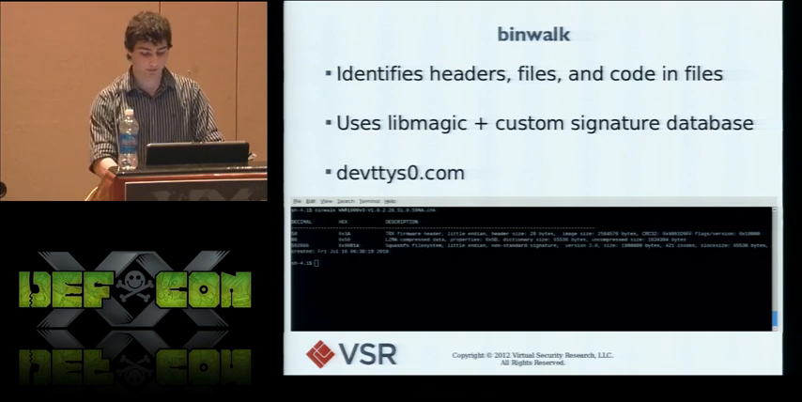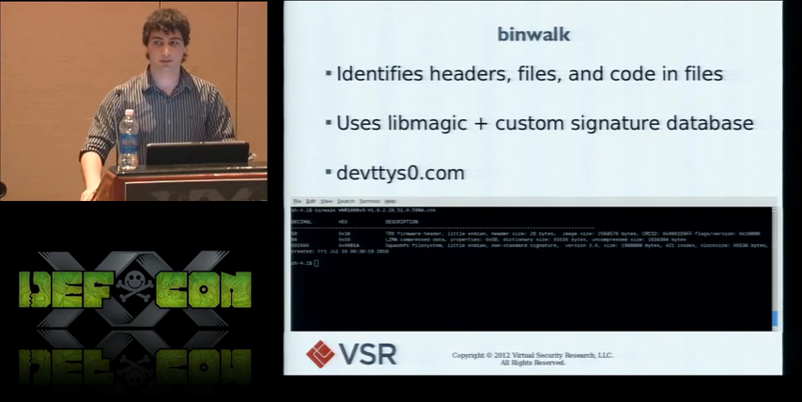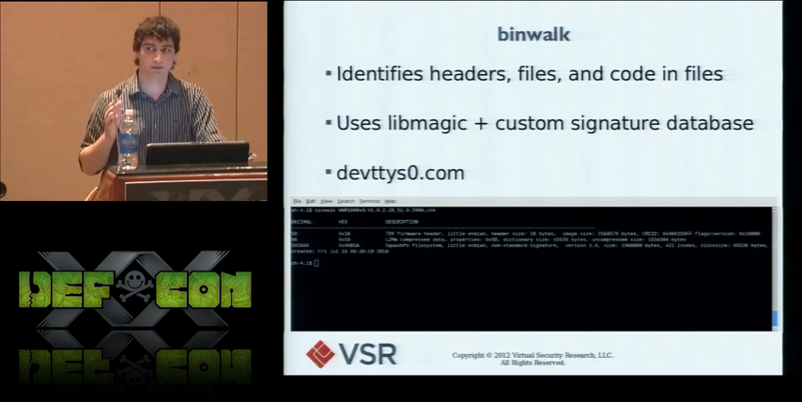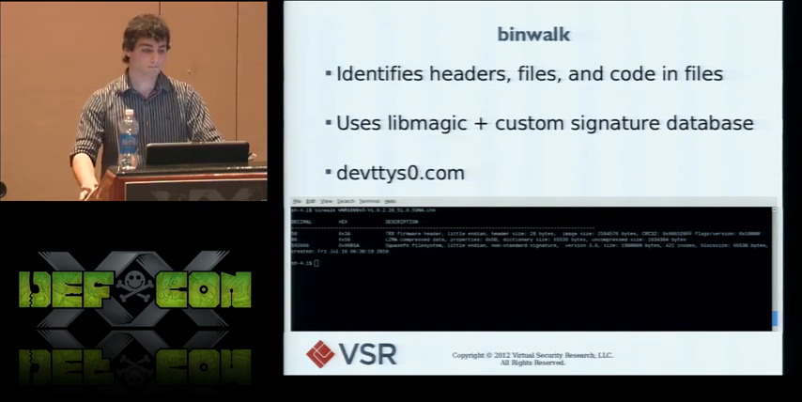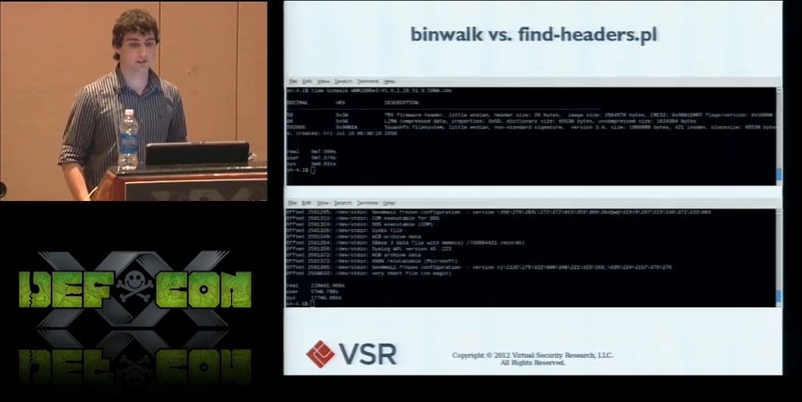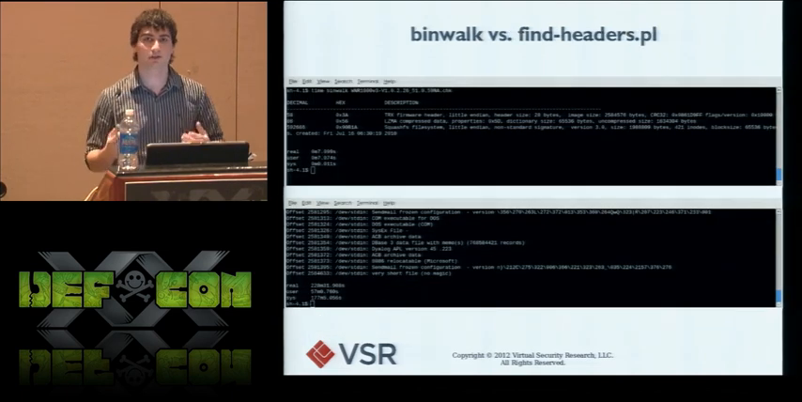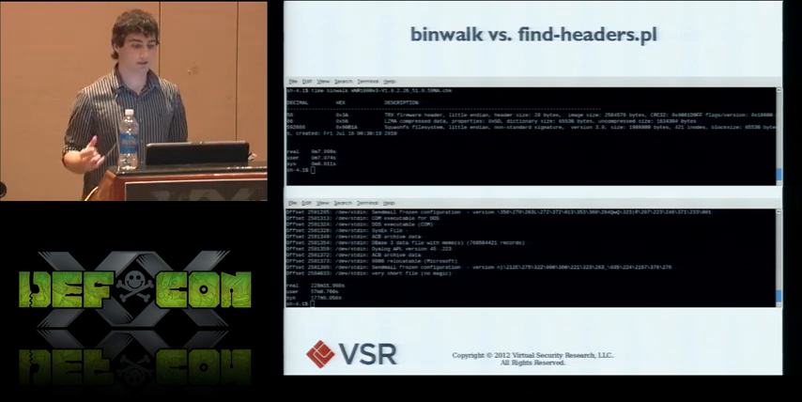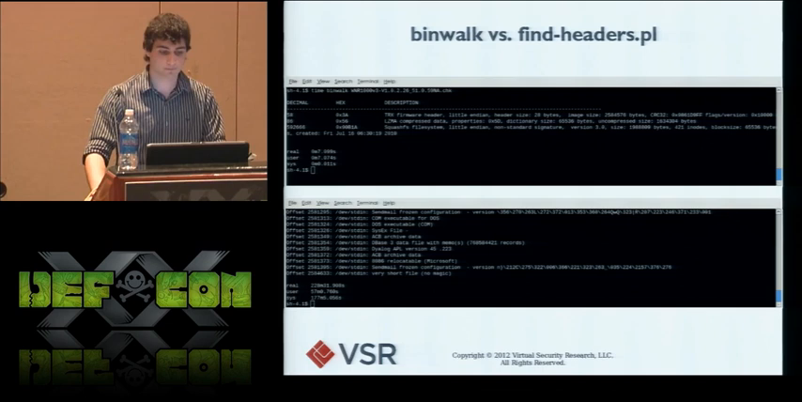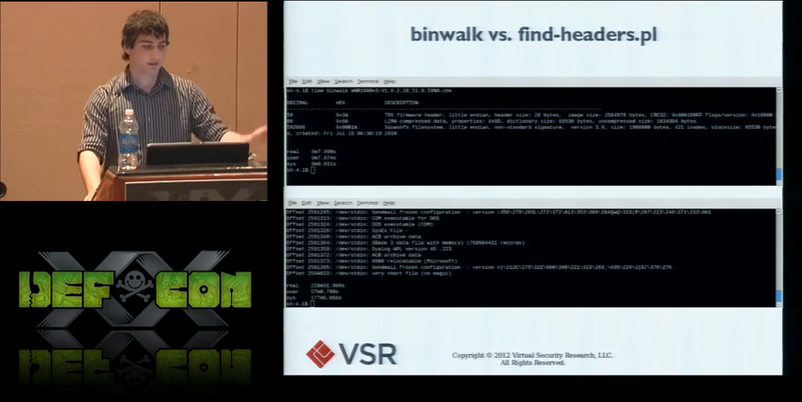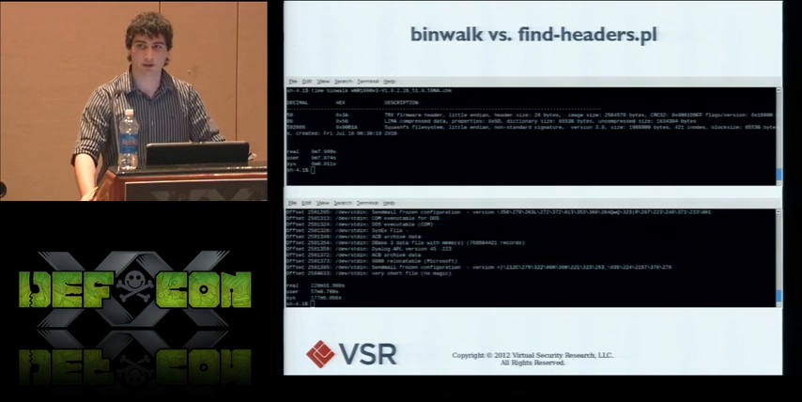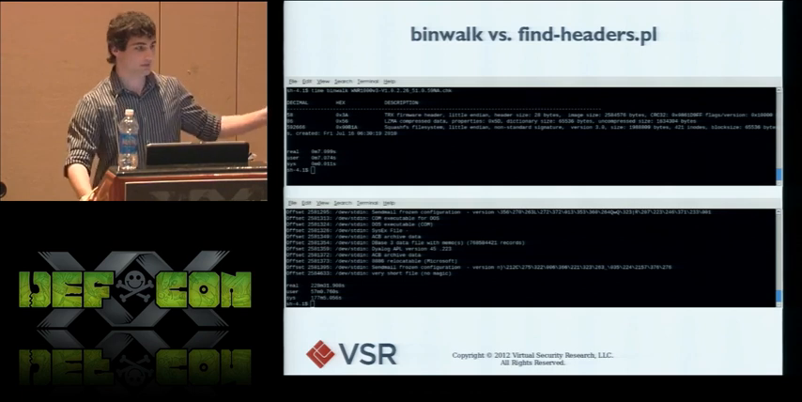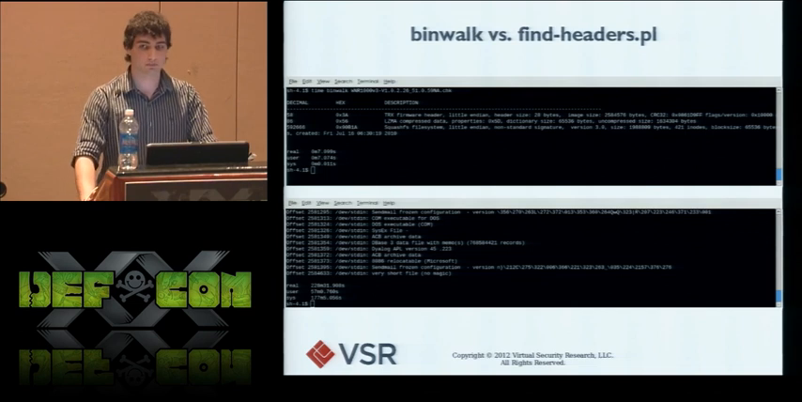But luckily, doing some research online, there's this great tool called Binwalk. I believe FRAK, F-R-A-K, talk the other day actually integrated with Binwalk as well. This tool identifies headers, files, and code inside files generally, but is specifically suited towards firmware images. It uses a mix of libmagic and a custom signature database in order to detect these headers, and it's made by the great guys at DevTTYS0. And the best part is that Binwalk runs in 7 seconds, and my script ran for 2 hours. It got amazing results, and it was accurate right off the bat.